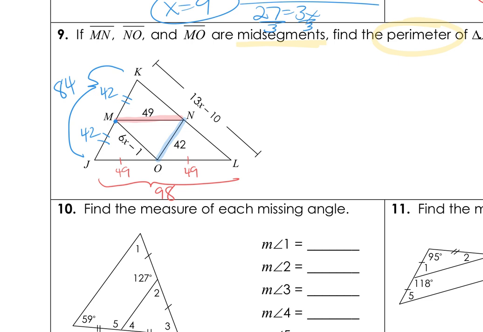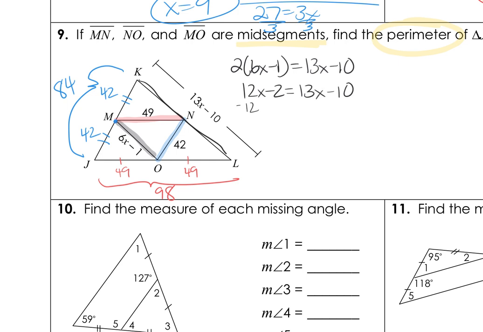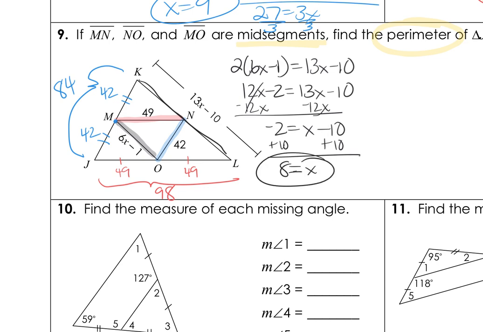Now, unfortunately, we have a little bit of work to do here because this mid-segment is 6x minus 1, and we know that that's going to be associated with this side, KL. So we're going to do 2 times 6x minus 1 equals 13x minus 10. Let's go through and solve. So we get x equals 8. And I'm going to need to plug that in.